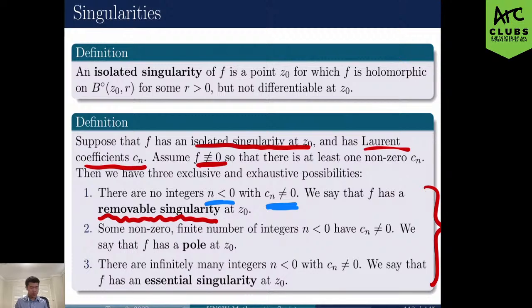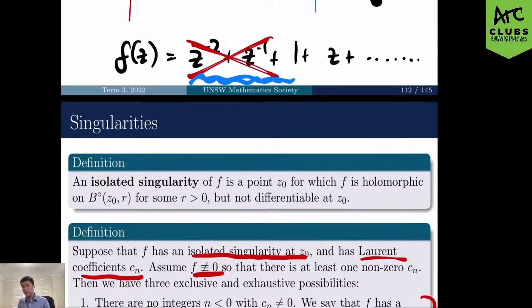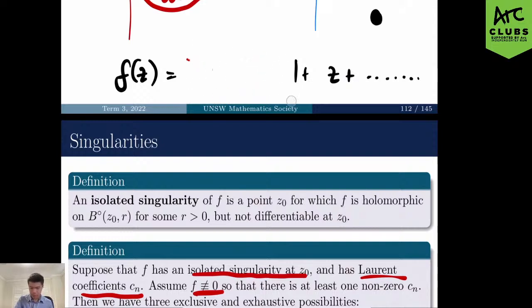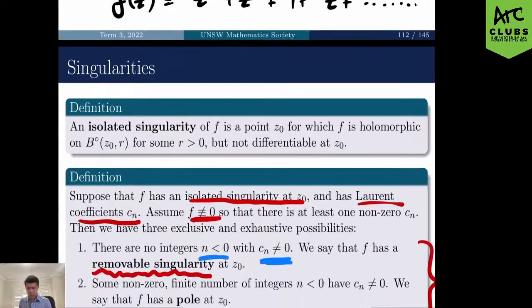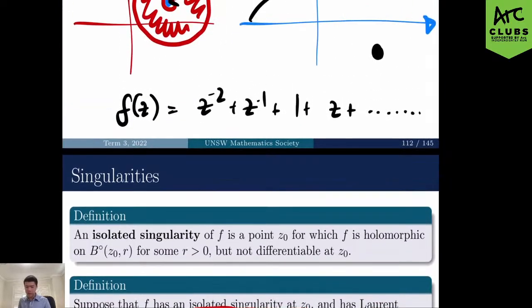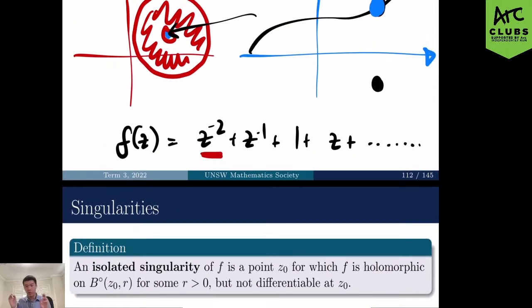The second option is that there's some non-zero finite number of integers less than 0 that have a term in this Laurent series. Which means, for example, if I just write this out, then we've basically got what's called a pole. And so you'll see that the highest order negative term is z to the minus 2, and we can actually use that to define what's called the order of the pole. The order of the pole is the magnitude of this highest power. So this is a pole of order 2.